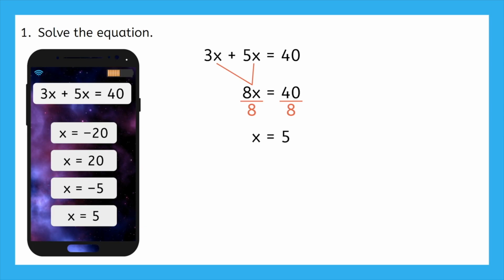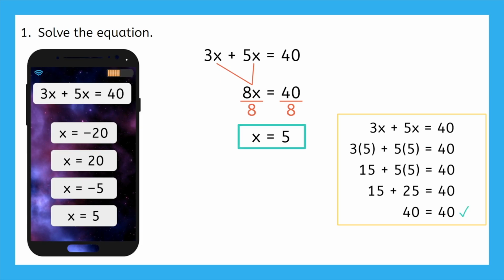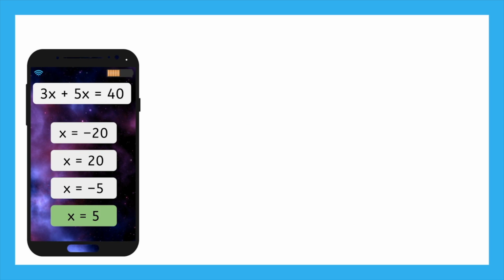Before I lock it in as my final answer, though, let's check our work. We now have two different places to substitute the solution for the variable, so we'll do that. We evaluate the left side, starting with the multiplication from left to right, and then add the two terms together. Cool, we get 40 equals 40, so our solution is correct. All right, I'm picking x equals 5. Yes! Okay, we're cruising along in this game again.